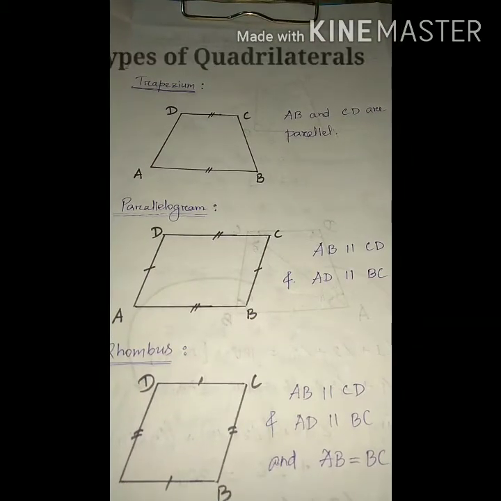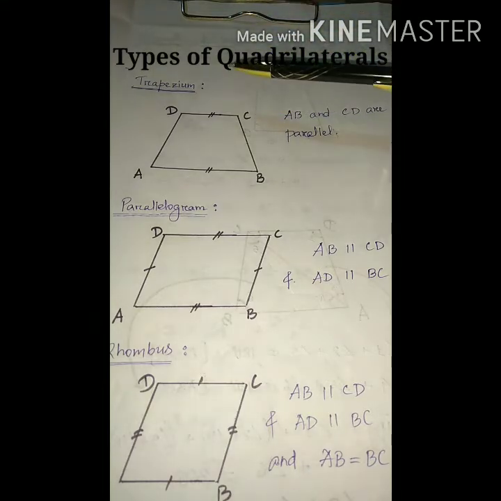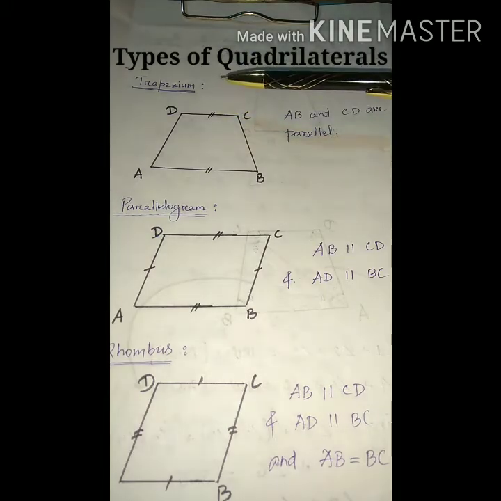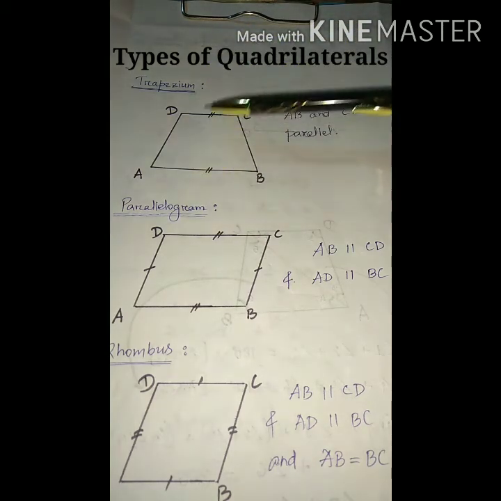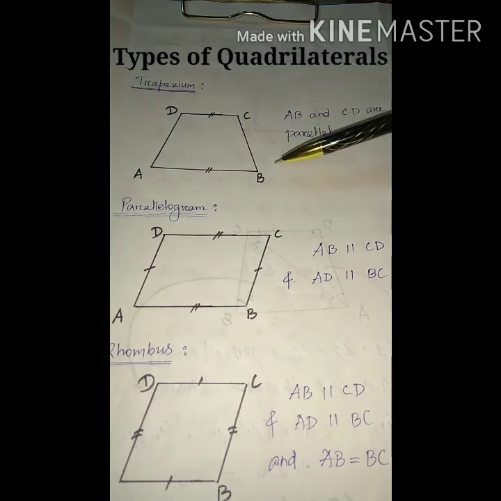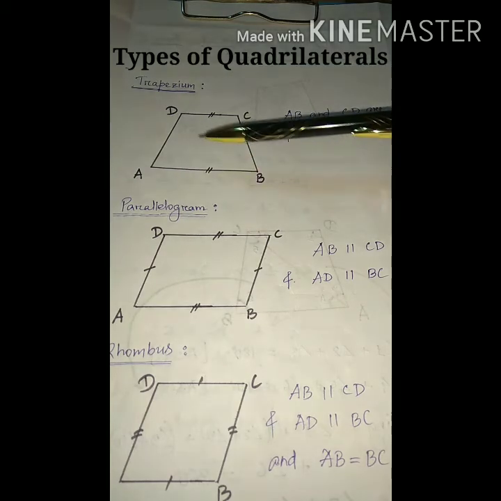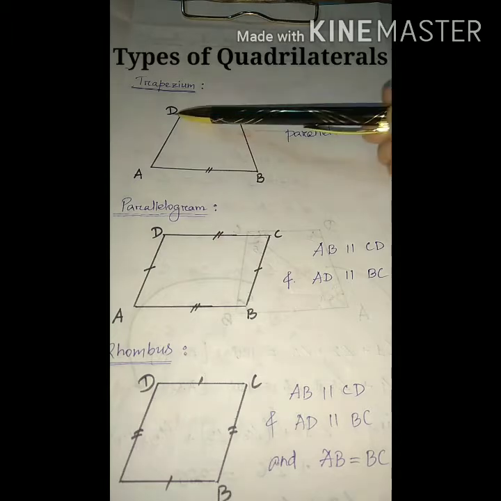After the angle sum property of a quadrilateral, the next topic is types of quadrilaterals. There are lots of quadrilaterals we get. Among these, the first one we have to discuss is the trapezium. In a trapezium, the main condition is that only one pair of opposite sides of a quadrilateral is parallel. It may be AD parallel to BC, but in this diagram, AB is parallel to CD.